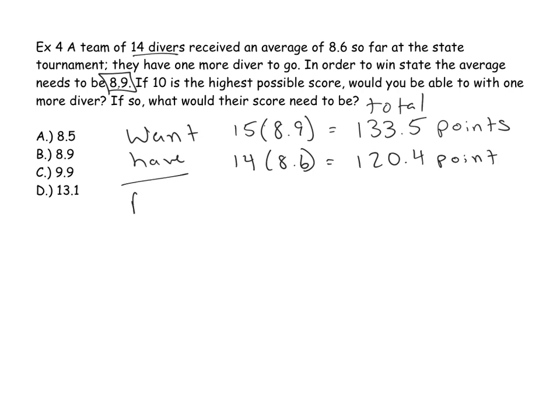So what we need is the difference between those two. 133.5 minus 120.4 would be 13.1 points. They cannot win state. They would need 13.1 points, but the maximum amount that they could get is 10. All right? Good luck.